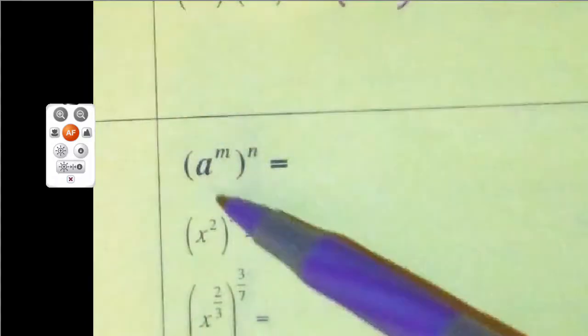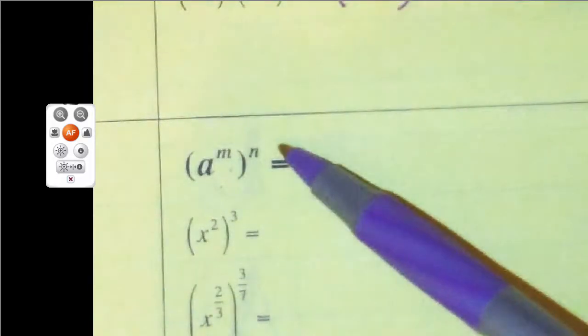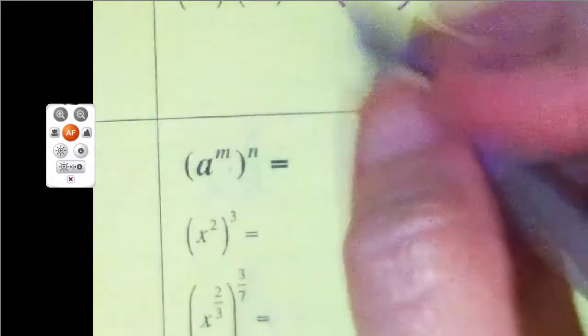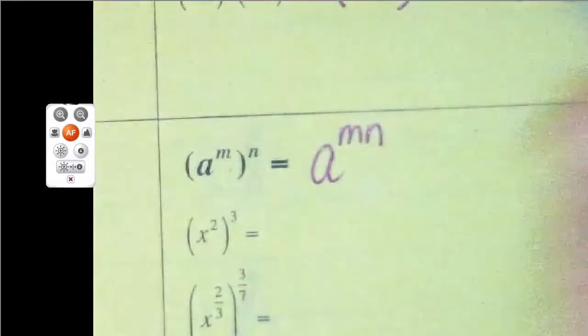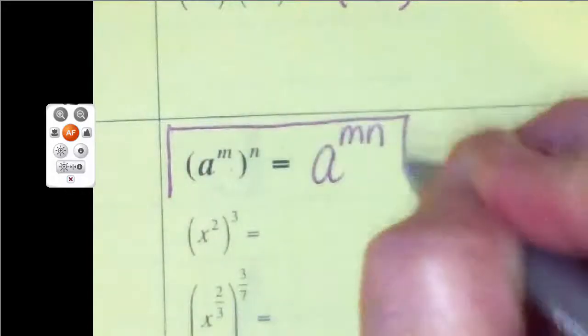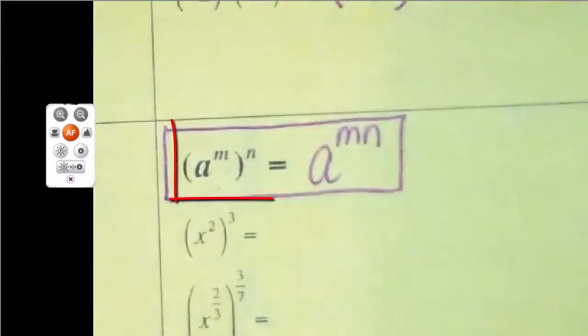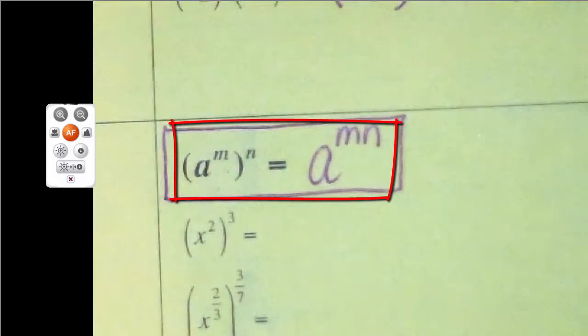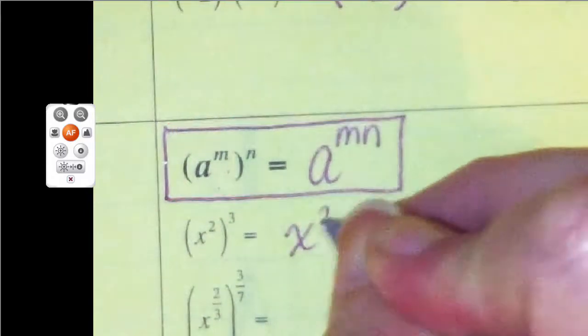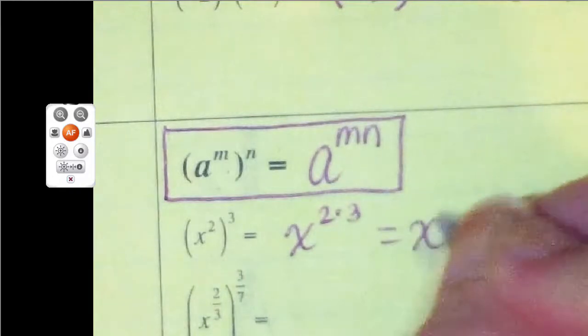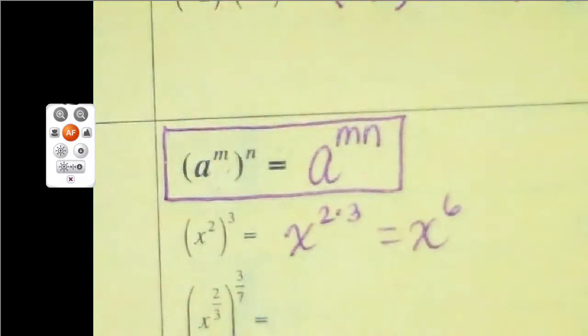Our next rule reminds us what to do when I have an exponent raised to an exponent. In that case, we multiply them. So a to the m raised to the n is equal to a to the m times n. So x squared raised to the third is equal to x to the 2 times 3, which is x to the 6th.